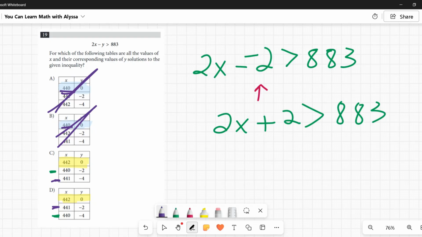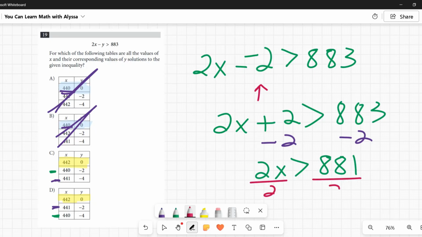Then to get rid of this, to solve for x, I want to subtract 2 from both sides. To undo that, adding 2. Then I get 2x is greater than 881. Then to undo that multiplying by 2, I'm going to divide by 2. And I get x is greater than 440.5. So x is greater than 440.5.